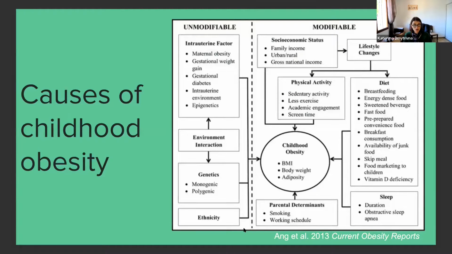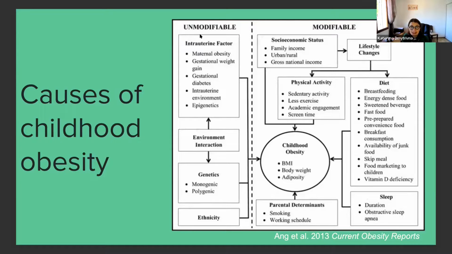And the causes of childhood obesity are multiple. Some are unmodifiable, including genetics. So there are a number of genes, many of them are probably still undiscovered, that contribute to childhood obesity. And this is something that is impossible to change at this point. But then there are many modifiable factors as well. This includes physical activity, diet, sleep. The quality and duration of sleep can affect obesity. Also, parental determinants such as smoking, working schedule.